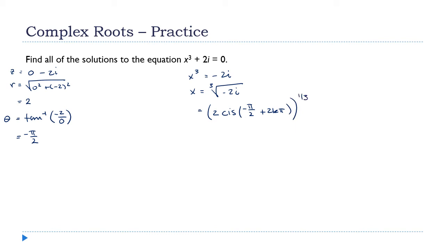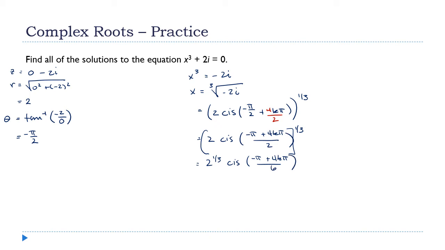Now, in my experience, it's easiest if you go ahead and find a common denominator and just add these two fractions together. All right, so I'm going to make this 4k pi over 2, which means this is 2 cis negative pi plus 4k pi over 2. And now we'll do the 1/3 power. Excuse me, it's the whole thing here. So this is 2 to the 1/3 cis negative pi plus 4k pi over 6.